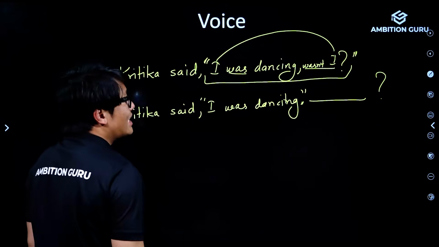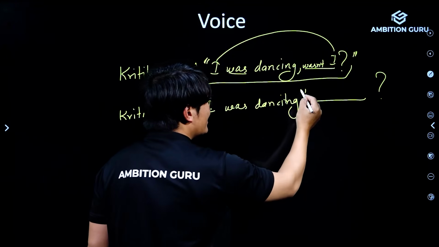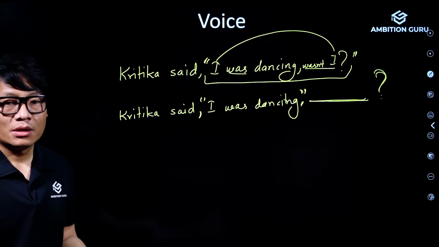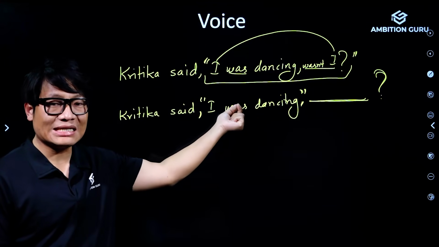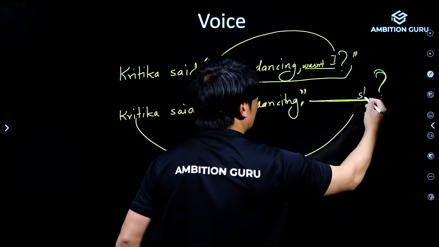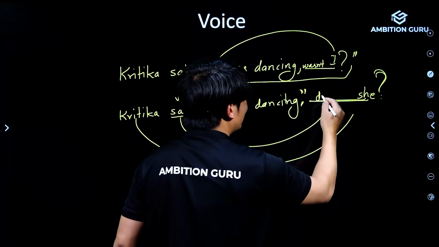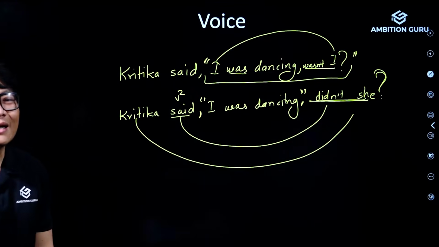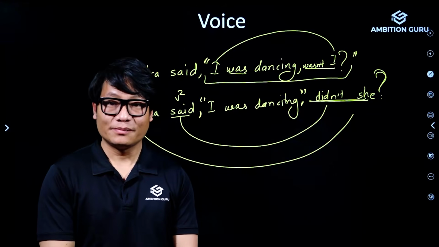And check this now. Kritika said I was dancing. Now you can see the comma, then inverted commas, and here is a comma. Now you need to make the tag question not for the sentence which is inside the inverted commas, but focus on this. Kritika remains here, the pronoun is she. Said is a verb too. That's why the tag question should be did, and this is affirmative, so the answer is didn't she. Kritika said, I was dancing, didn't she? Like that. Any question now?